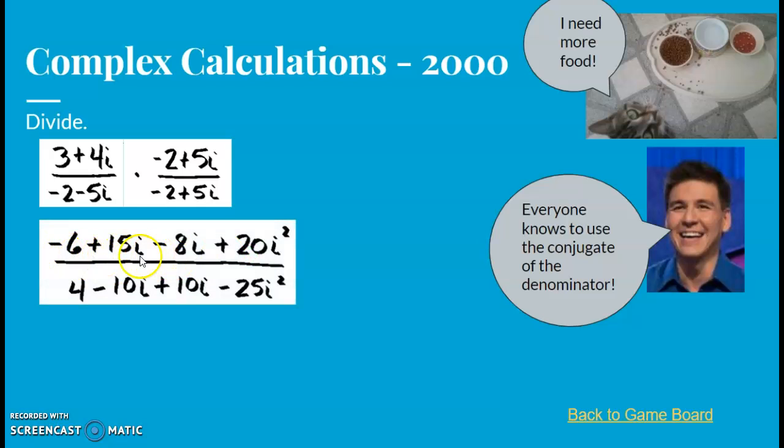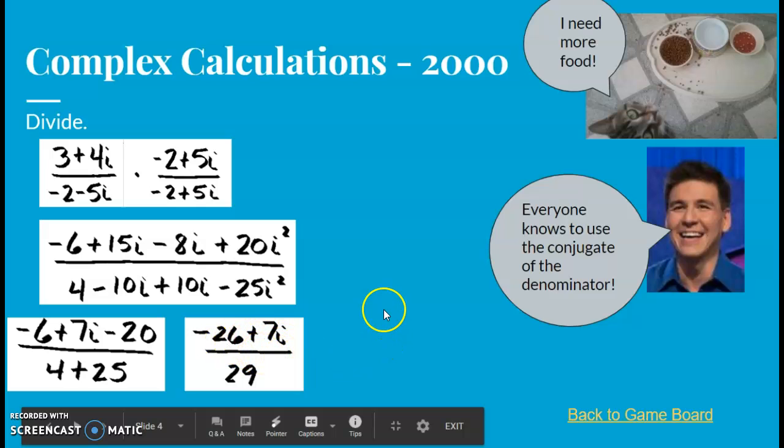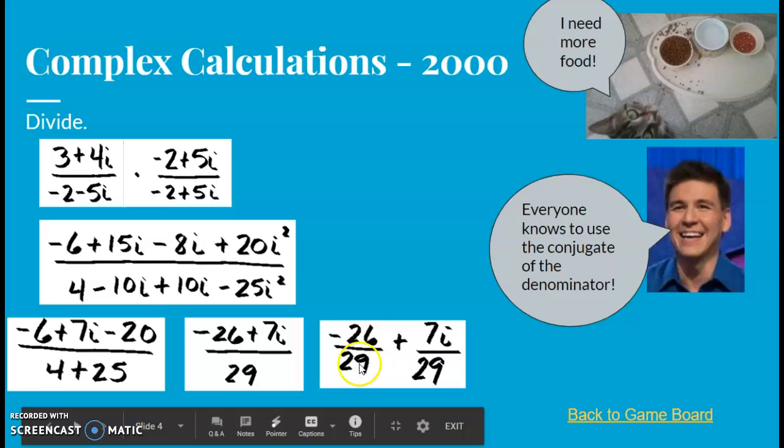Here it is foiled across the top: -6 plus 15i minus 8i plus 20i squared, all over 4 minus 10i plus 10i minus 25i squared. Recall i squared is -1, so this is really a -20 on top and a plus 25 on the bottom. So here we are again, simplifying further, -26 plus 7i all over 29. Recall that they like it to be written with a real part and then an imaginary part. So -26 over 29 plus 7i over 29.